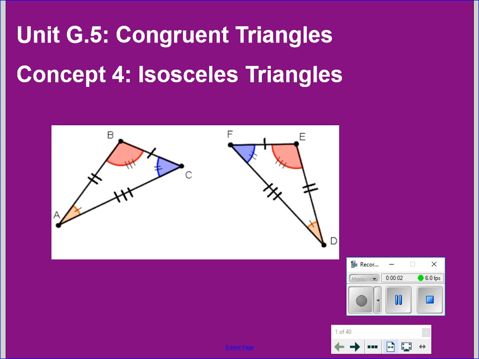Hey everybody, this is Mr. Munson and we are in Unit 5, Congruent Triangles. And so in this concept, which is this video, concept number 4, we're going to deal with isosceles triangles.